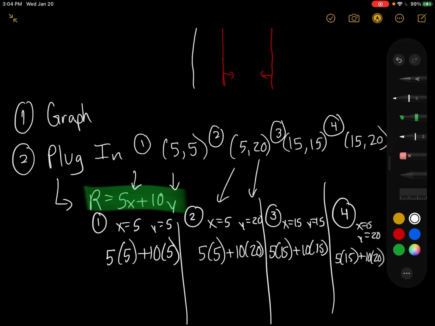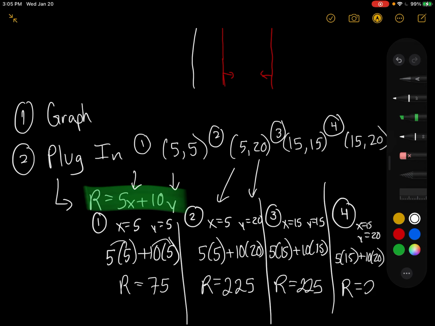So 25 plus 50 for our first one, r equals 75. Again, just doing our distribution, doing a little bit of math there. Next one is 25 plus 10 times 20. Gets us 225. Well, that's quite a bit larger. We already know that that first one is not going to work for us now. We can eliminate that. 5 times 15 plus 10 times 15. Gets us also 225, interesting. And then our last one here, 5 times 15 plus 10 times 20. All right, looks like we found our maximum.